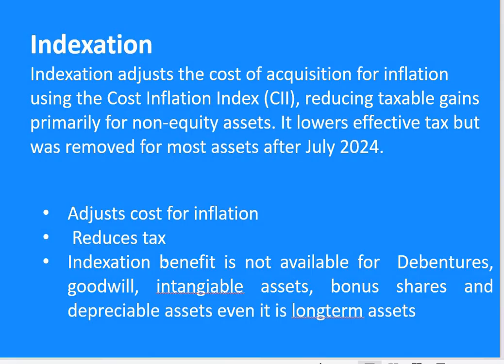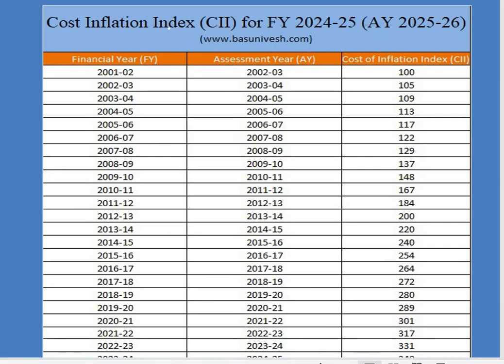So how is it going to reduce the tax? The cost of acquisition or cost of improvement is going to get adjusted according to the cost of inflation in the country by using what? CII, that is cost inflation index. So this is a table of cost inflation index.